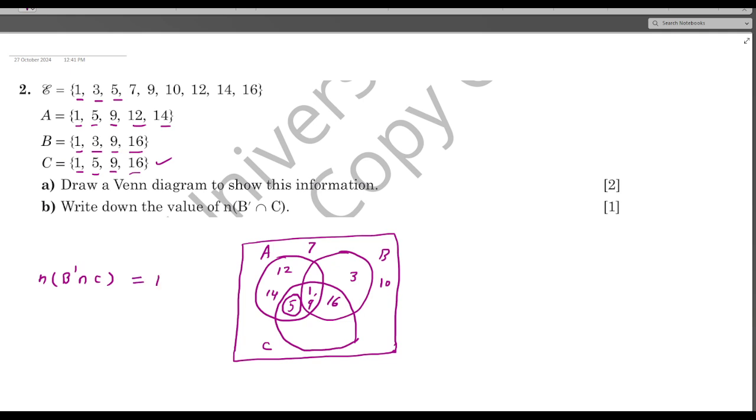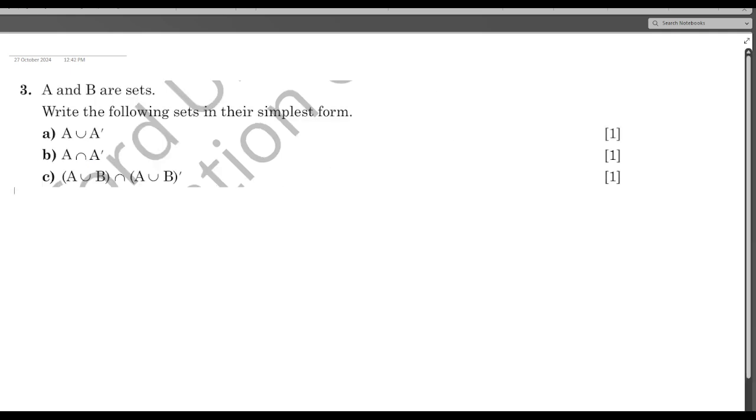Okay, if you are writing 5, then absolutely wrong. We are not asking for B complement intersection C, but we are asking for the number of elements in B complement intersection C. So how many numbers are there? So there is one and only one number present. Okay, now question number 3. A and B are sets.